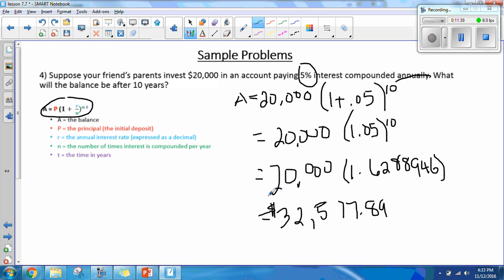if you invest $20,000 into a 5% interest account.